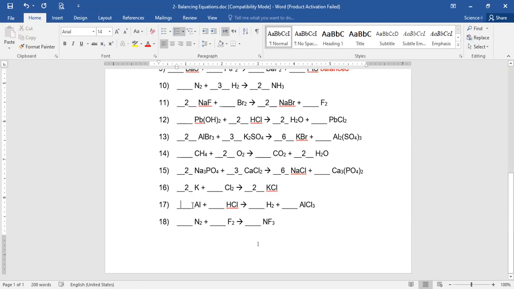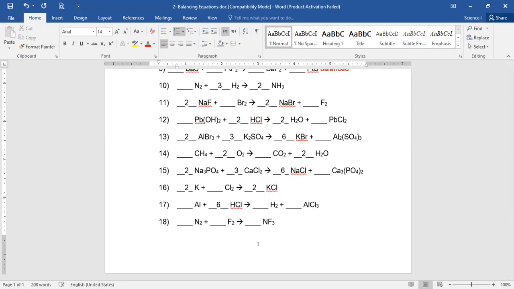How many aluminum do we have here? 1. And here? 1. Okay. So how many hydrogen do we have here? 1. And here? 2. So what should we do? Add 2. But if we add 2, chlorine will be 2, but here chlorine is 3. So what should we do in that case? 6. We are going to make it 6.